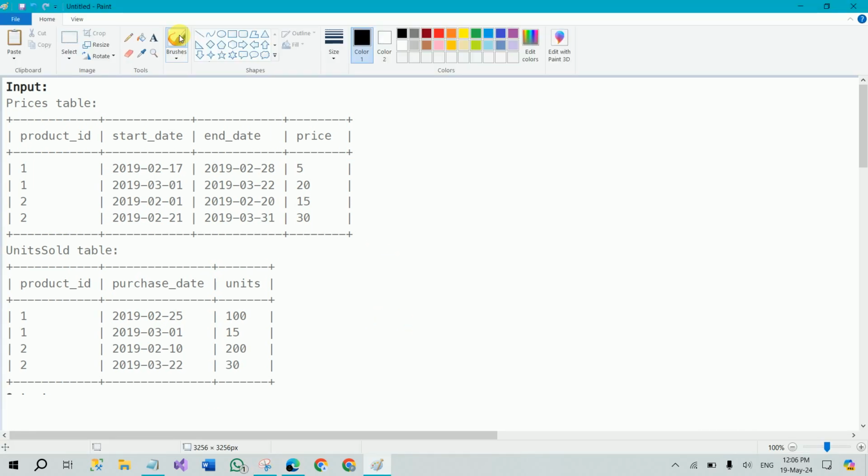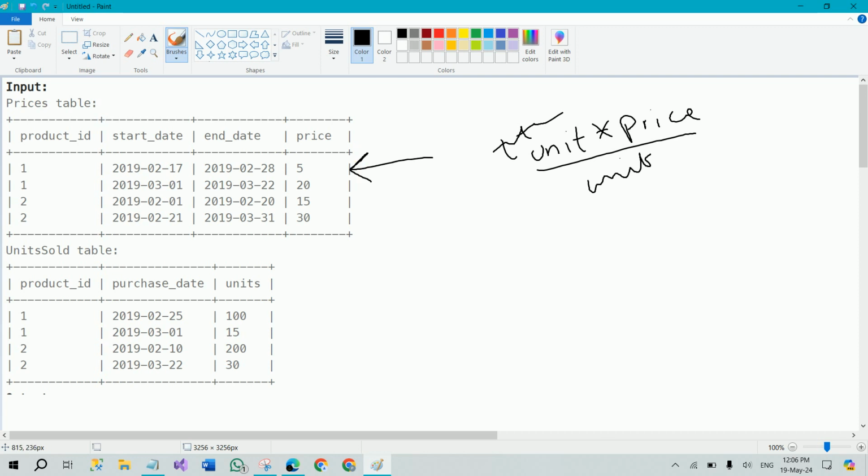So this is what we are given in the input. Now we have to calculate the average selling price of each product. How to calculate the average price for each product? We will multiply units with the price and then divide by total units.